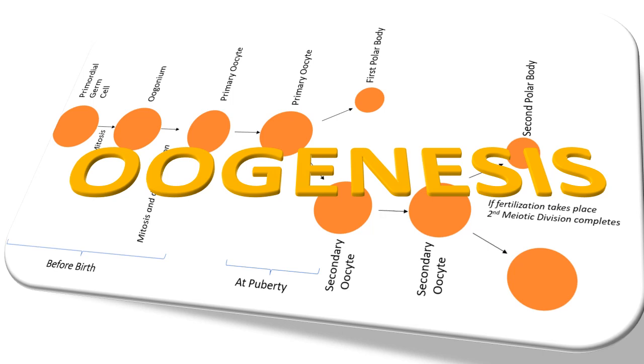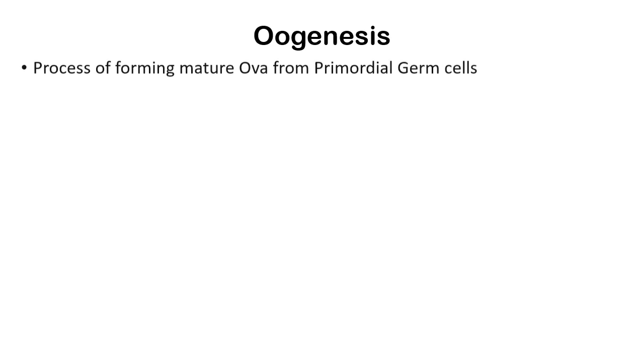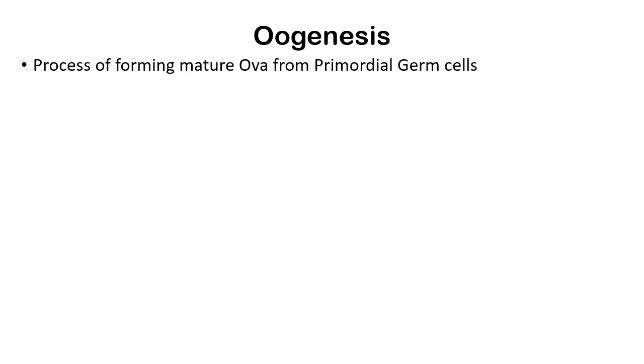So in this video we are going to focus on oogenesis. Oogenesis is simply the formation of mature ova from primordial germ cells. As we know, all these gametes come from unipotent cells which haven't yet differentiated.